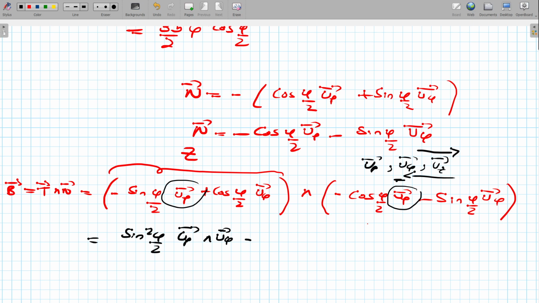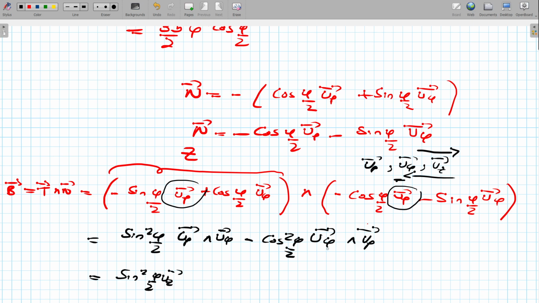So you should be able to get minus cosine squared phi divided by 2. And then you have u-phi vectorial u-rho, like so. Now you have to respect this. Here I'm saying u-phi vectorial u-rho, so I'm going in the opposite direction. So I must take the negative. I must account for the negative. But here u-rho vectorial u-phi is uz. So here we have sine squared phi divided by 2 and then uz, like so.